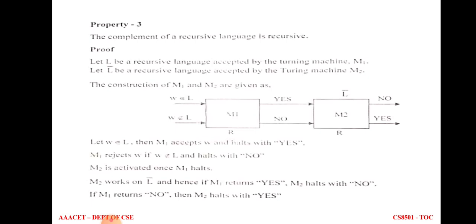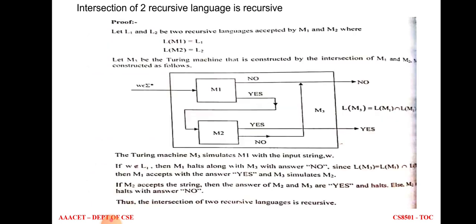The second Turing machine M2 is activated once M1 halts its operation. Here M2 works on the complement of language, L dash. If M1 returns yes, then M2 halts with no. If M1 returns no, then M2 halts with yes, because it is a complementation. So whatever the result of M1, the output of M2 is the reverse. So the theorem is proved: the complement of a recursive language is always recursive.